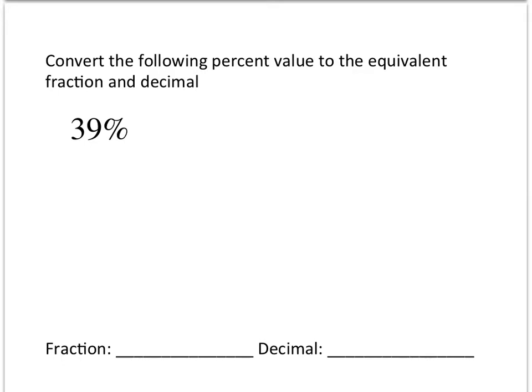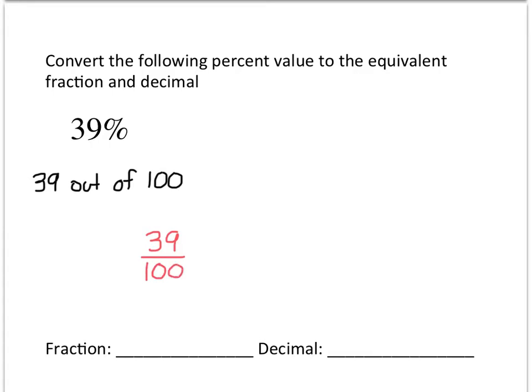In this first example, I'm asked to change 39% both to a fraction and to a decimal. So first, if we make it to a fraction, I'm going to apply the definition of what percent means, and it literally means out of 100. And we can even write this out. 39% literally means 39 out of 100. So in fractional form, I'm literally going to write this as the fraction 39 over 100.